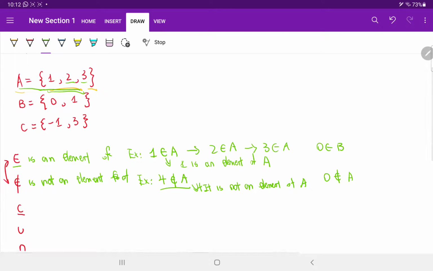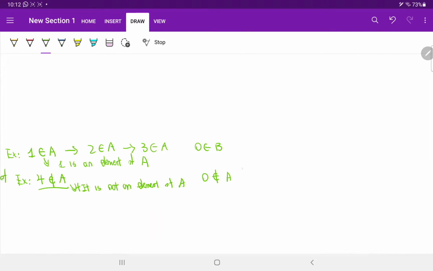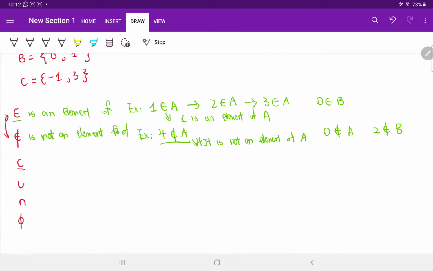For set B, there's 0 and 1. So 2 is not an element of set B, right? We could simply write it as 2, and remember, the sign means "is not an element of." So 2 is not an element of B. That's quite understandable, right? So let's look at the third notation.